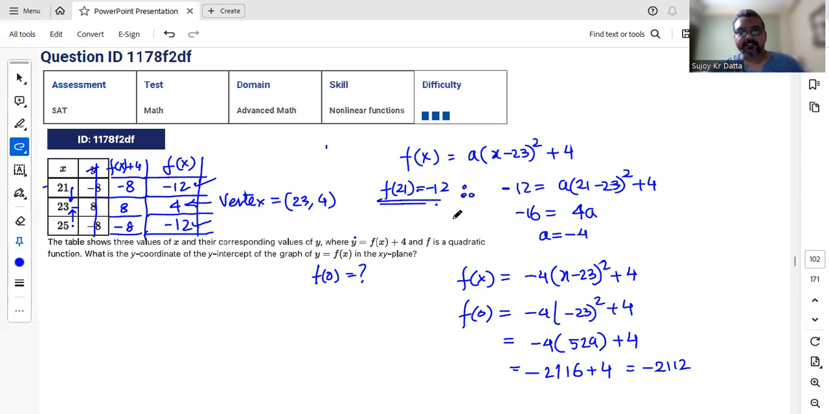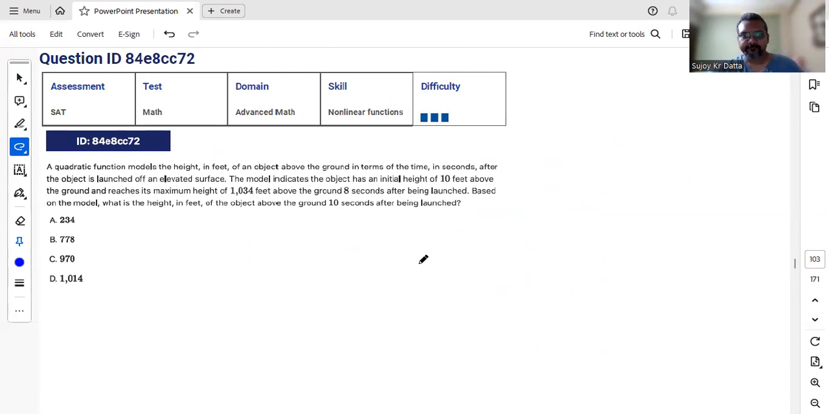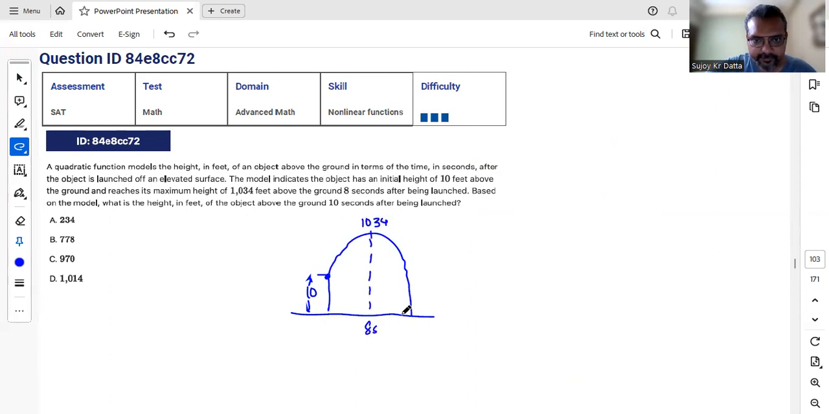All right. So let's move on to the next question. So this one is saying a quadratic function models the height of an object above ground, and the initial height was 10 feet. So this is 10. It's kind of similar to that previous question we did. Maximum height is 1034, and that took 8 seconds. So they're saying what is the height of the object above the ground 10 seconds after being launched. So 10 seconds later, what will it be?